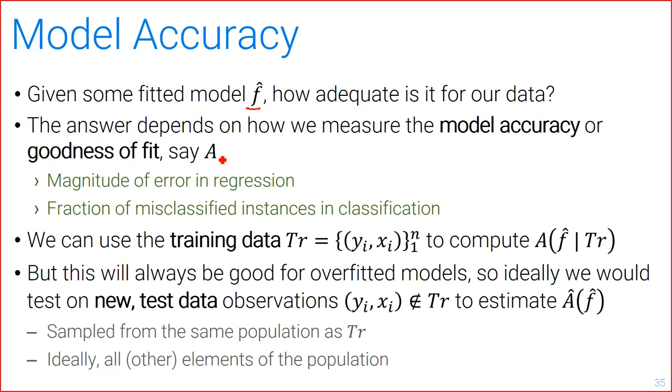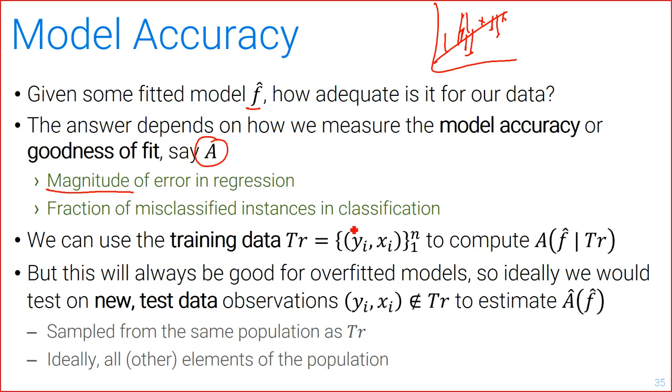Let's say that we measure it with a certain function A. So A is going to be a function of the model. And so the point is, how do we quantify that? Think, for example, if we're working on a regression problem, maybe what we want to look at is the magnitude of the errors. So if you have a regression problem, something like this, throughout the observations, we might be interested in this magnitude. So how large is the difference?